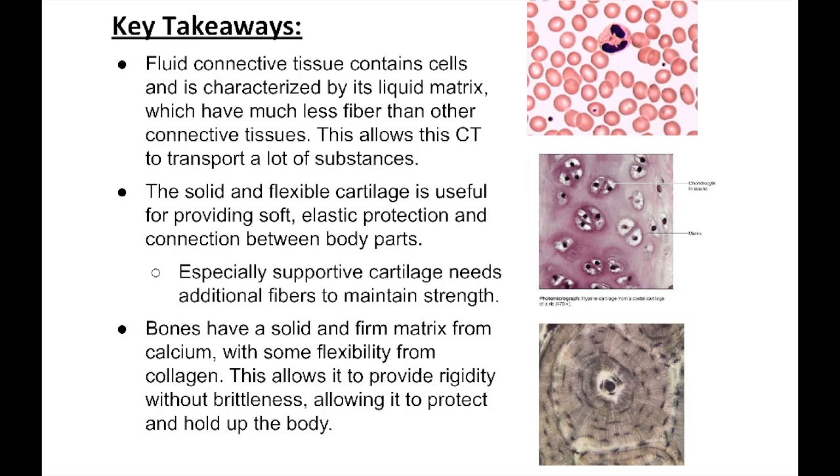All right, takeaways. Fluid connective tissues, as a recap, contain cells and are characterized by that liquid matrix around those cells, which has much less fiber than other connective tissue types, and because it's fluid, it allows it to transport a lot of substances inside that matrix. The solid and flexible cartilage is useful for providing soft, elastic protection and connection between body parts. And especially supportive cartilage, things that you need to provide extra support from force, needs extra fibers to help maintain strength so that it can hold its shape and not get damaged right away.